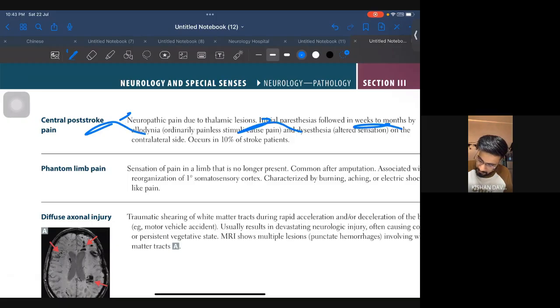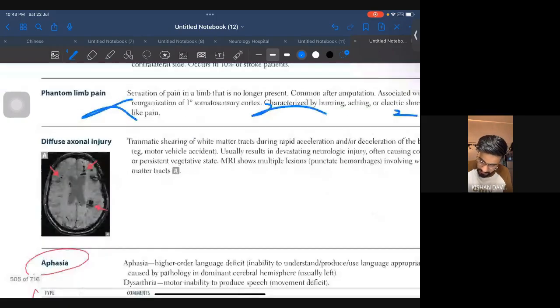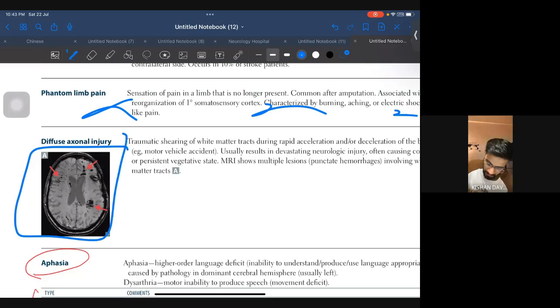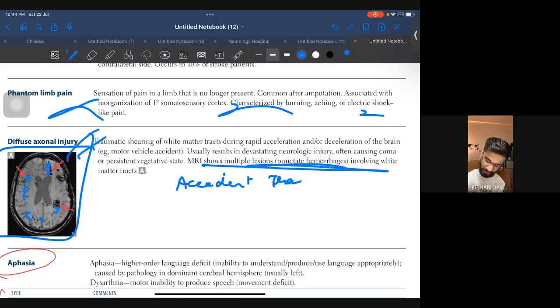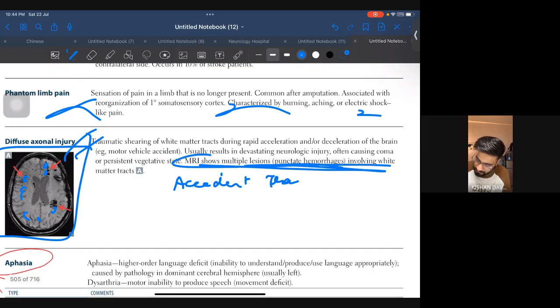Diffuse axonal injury. Remember the image, it shows small spots like this. It usually occurs from an accident or trauma, and MRI shows multiple punctate hemorrhages. They will show you this image, or they will use this line. So diffuse axonal injury is important.